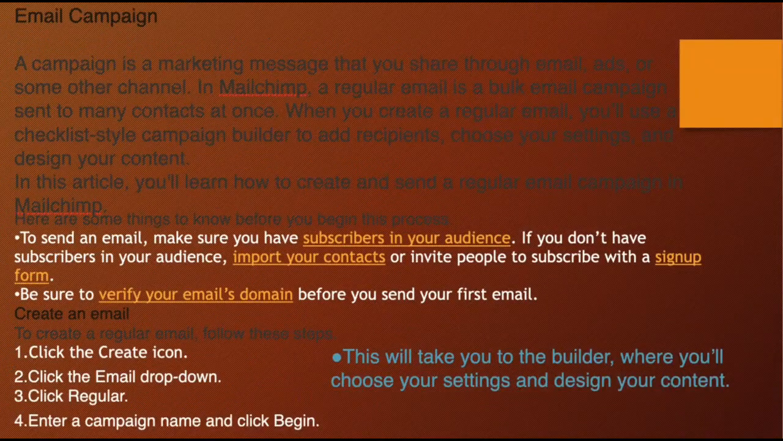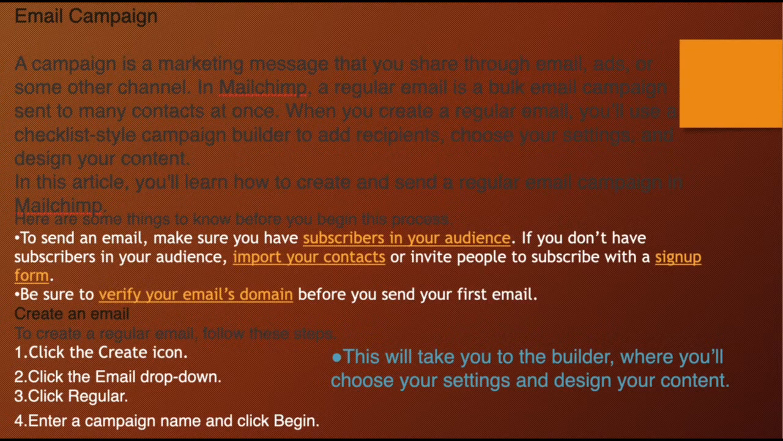Now let's see what an email campaign is. A campaign is a marketing message that you share through emails, ads, or some other channel. In MailChimp, a regular email is a bulk email campaign sent to many contacts at once. When you create a regular email, you will use a checklist style campaign builder to add recipients, choose your settings, and design your content. In this article, you will learn how to create and send a regular email campaign in MailChimp. Here are some things to know before you begin this process.